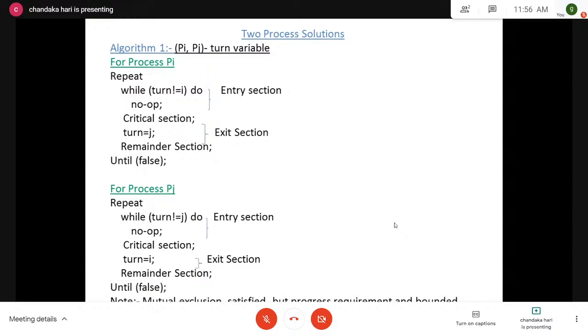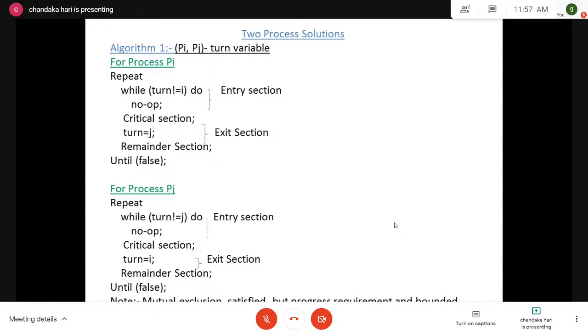Suppose if turn is equal to i, then process Pi is allowed to enter into the critical section. If turn is equal to j, then process Pj is allowed to enter into the critical section. That implies turn is a variable that contains only one value, either i or j, so only one process can be allowed into the critical section. So you can clearly understand this is solving the problem of mutual exclusion.